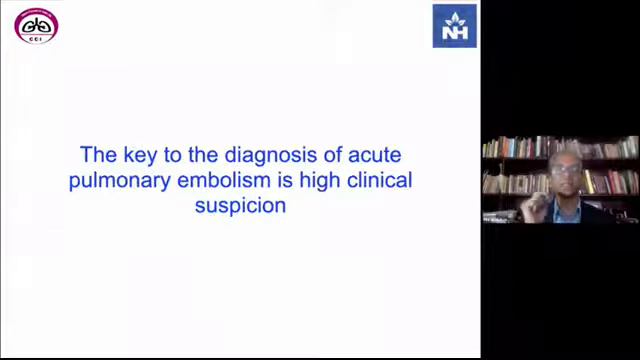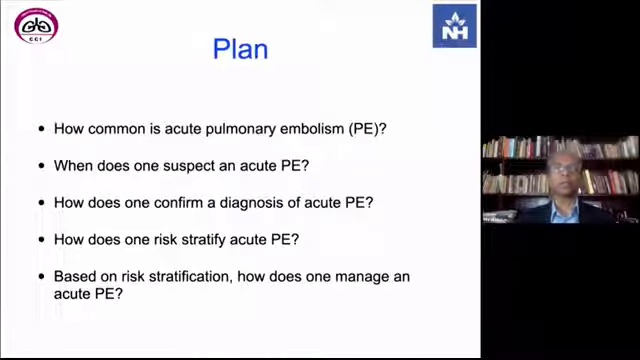Anything out of the ordinary, suspect the pulmonary embolism. So what I plan on taking you through today is how common is acute PE? When does one suspect an acute PE? How does one confirm the diagnosis? Once confirmed, how do you risk stratify the acute PE?